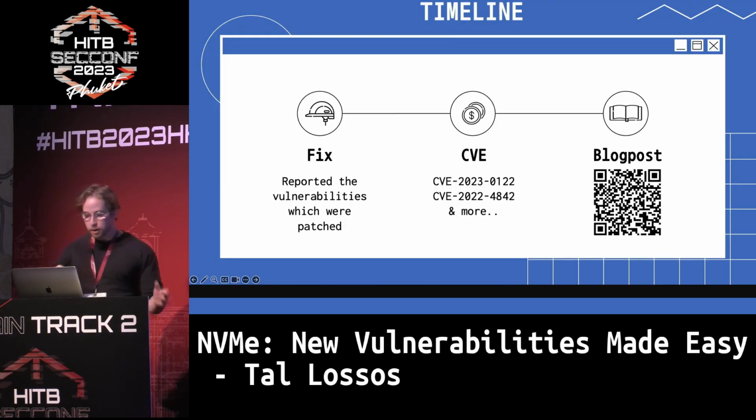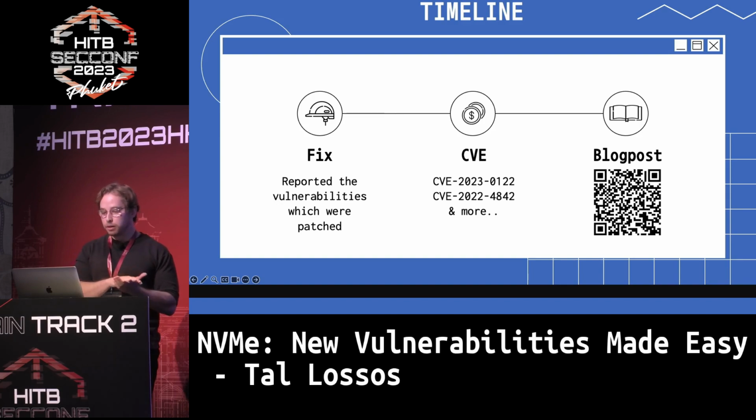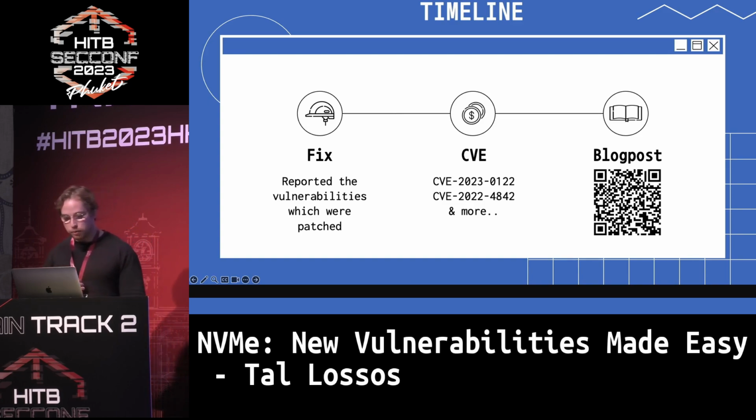After finding the vulnerability, I sent a fixing PR to the kernel developers, and they merged it very quickly. A few CVEs were issued, and as you asked, a couple more are under disclosure now, so stay tuned for that. If you want to read more about the vulnerability, I've just published a blog post which goes much deeper into it. I will have the QR code later as well, so don't worry.